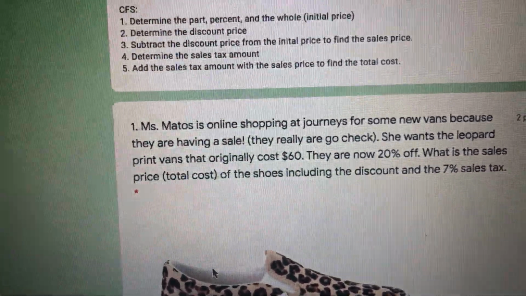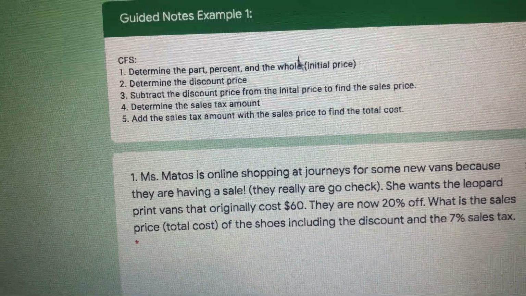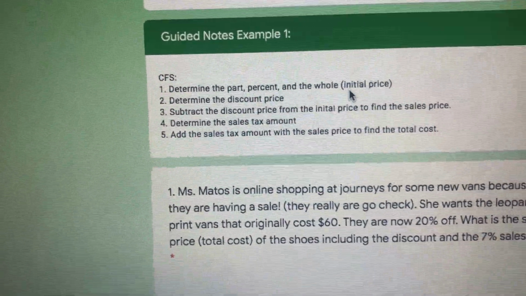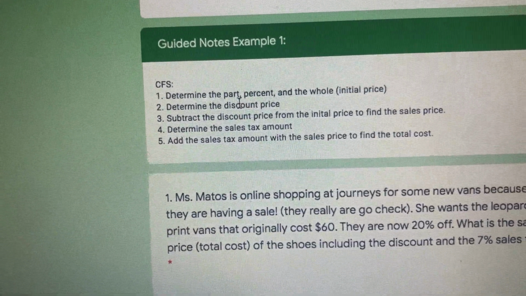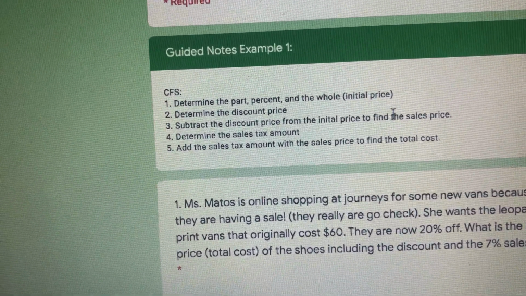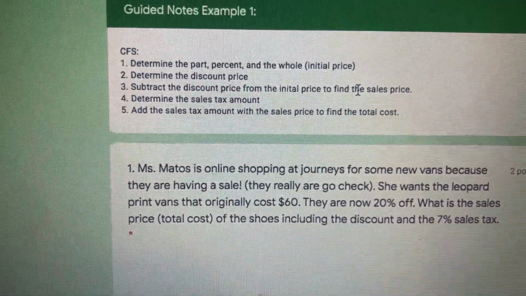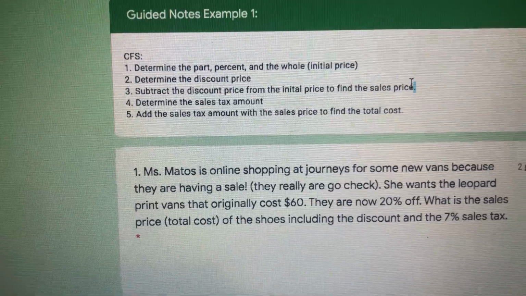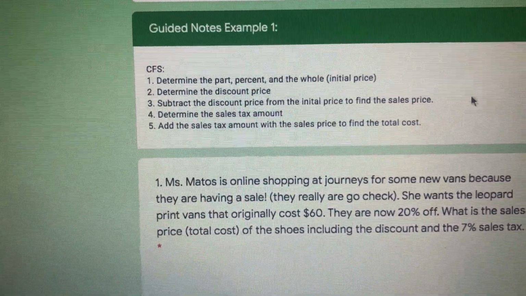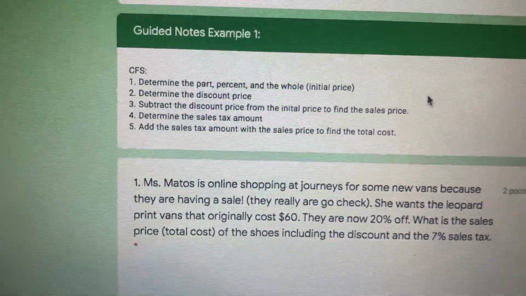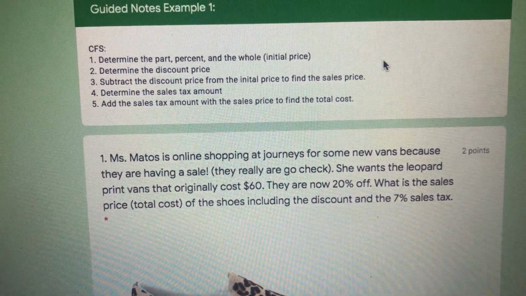So if I look at my CFS, the first thing is we need to determine the part, the percent, and the whole. And we have to determine the discounted price first. Now, we're going to subtract the discount price in order to find the sales price, so the price with the discount. And this is actually really important because when you go shopping, they determine the sales tax amount based on the new price after the discount. So this is really important to pay attention to when I go over this.